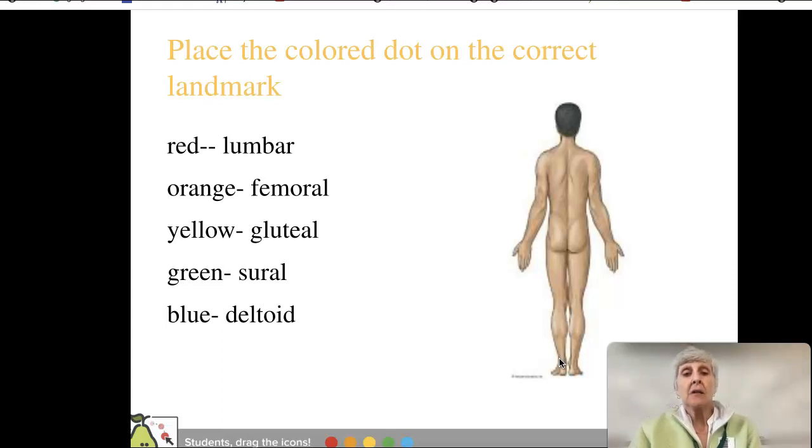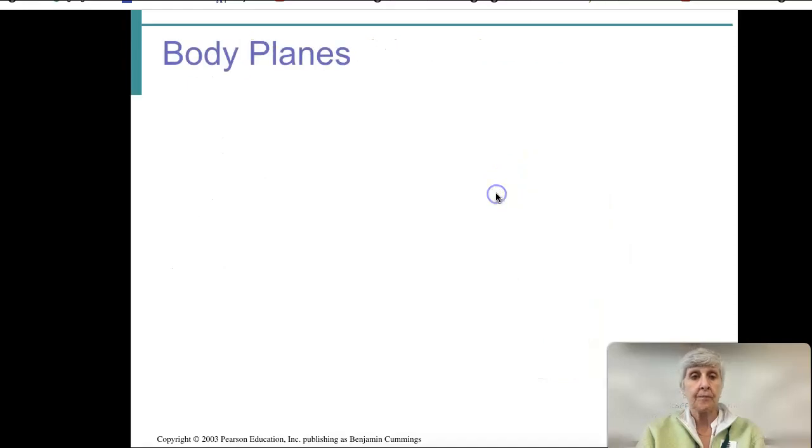So, again, pause and find these on there, and then I'll go through the answers. Lumbar is lower back, so it would be there. Orange is femoral, so that would be the upper leg. Yellow is gluteal, so that would be on the back side. Sural is the opposite of crural, so crural is your shin bone, so sural is going to be your calf muscles. And then blue is deltoid, which is the back of the shoulder.